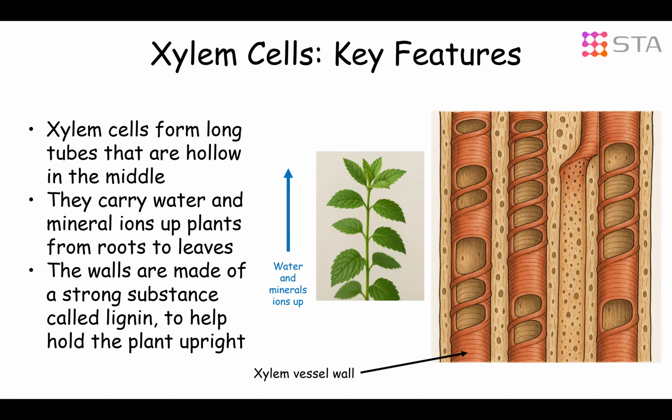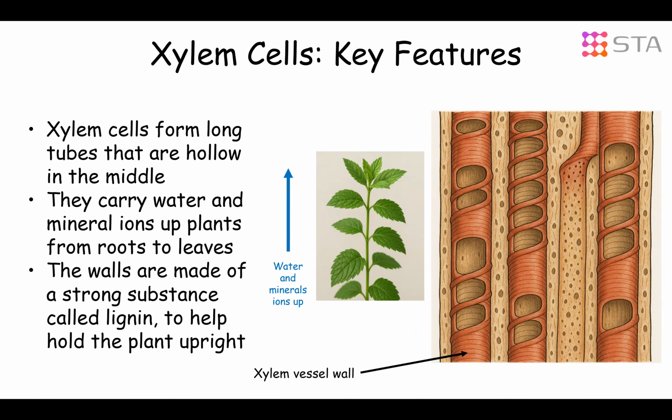Xylem cells form long, hollow tubes. Long tubes that are hollow in the middle. They carry water and mineral ions up plants from the roots to the leaves, where water is required for photosynthesis and mineral ions are required as well for growth. The walls of the xylem vessels are made of a very strong chemical substance called lignin, something you will meet later when you study xylem in detail.